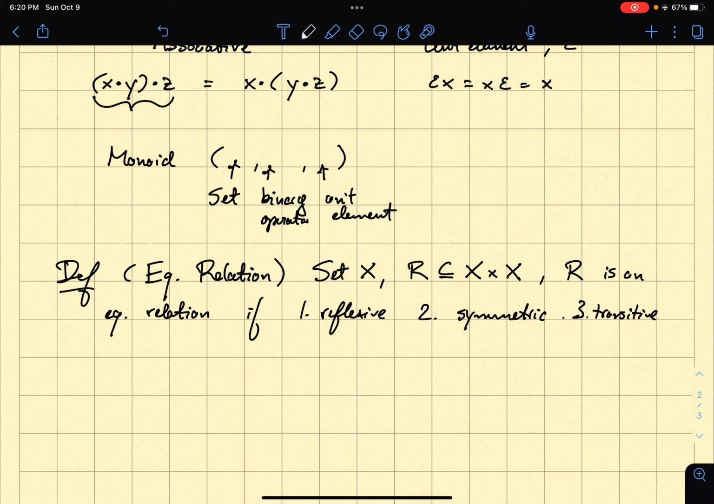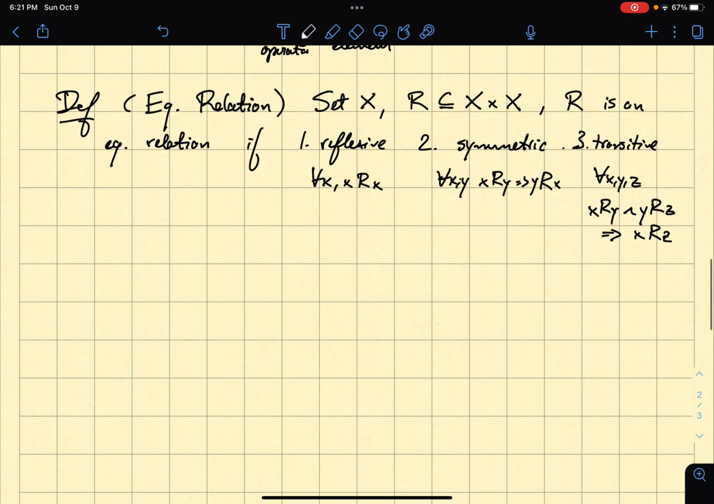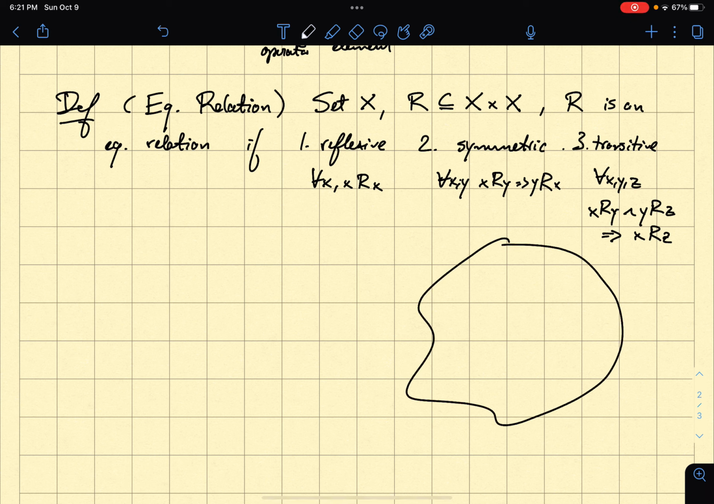Right? So quickly, this just means that for every x, xRx, for every x, y, xRy implies yRx, and then for every x, y, z, xRy and yRz implies xRz. Okay? And what does an equivalence relation do? Essentially, it takes this set X that you have, right, and it partitions it into equivalence classes, right? So I have these equivalence classes, which have a more formal definition.